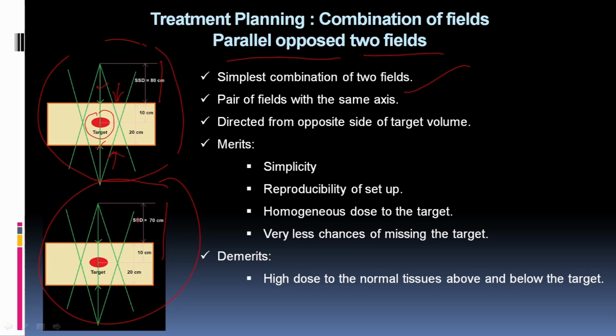Now, the demerit of this technique is that we can land up with a high dose to the normal tissue above and below the target. These peripheral structures will receive a higher dose than the target volume. This is one demerit, and we will discuss in detail the facts behind this demerit of the two field technique, which is a high dose to the normal tissues above and below the target.